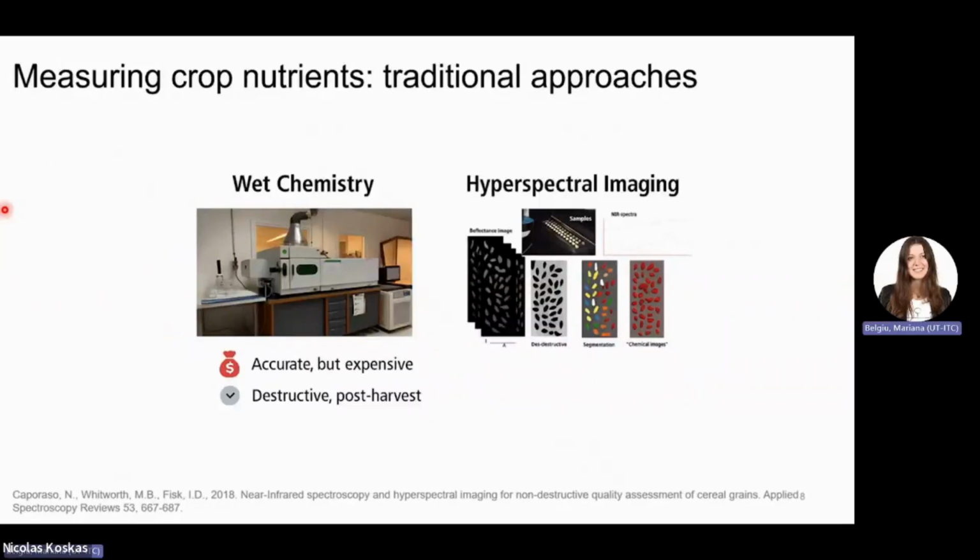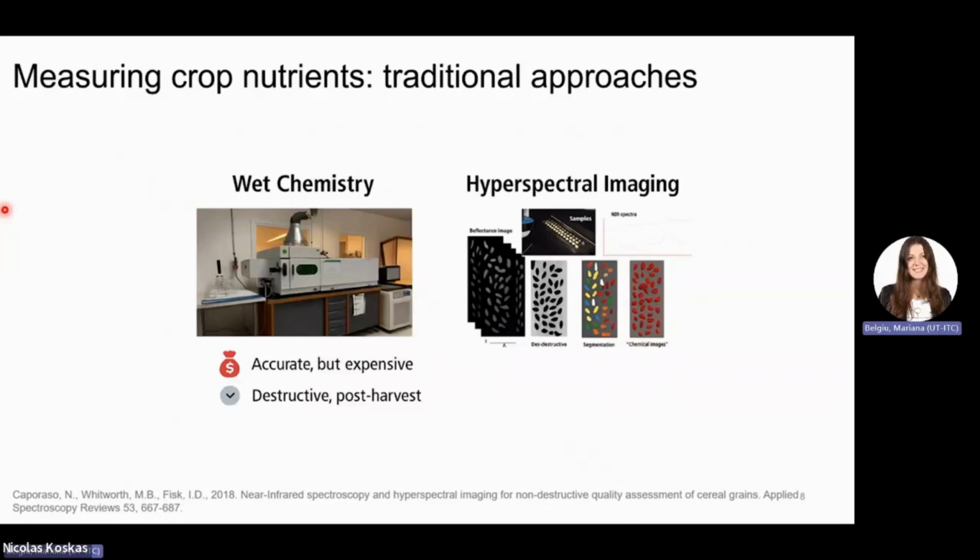How is it usually done when it comes to assessing the nutritional quality of crops? We do this through wet chemistry in the lab, or through more advanced methods such as hyperspectral imaging in the lab. These methods are very effective, but unfortunately they are time-consuming, very expensive, and only possible after harvest. What does it mean?